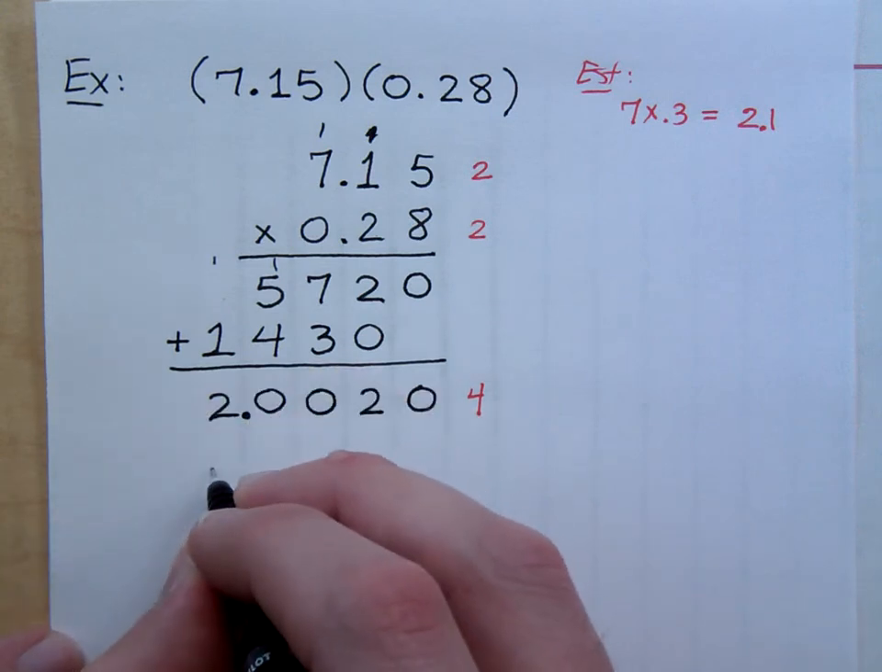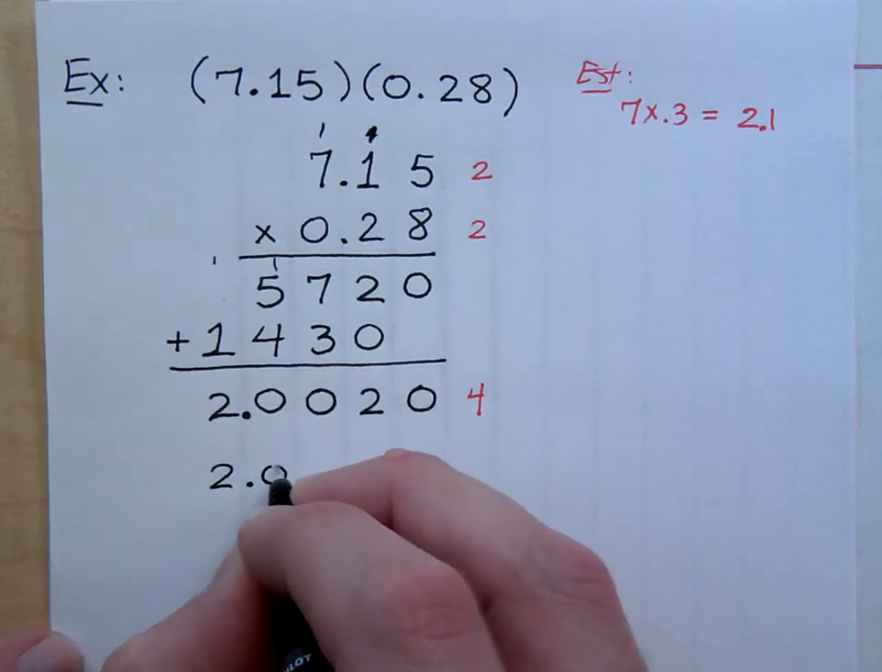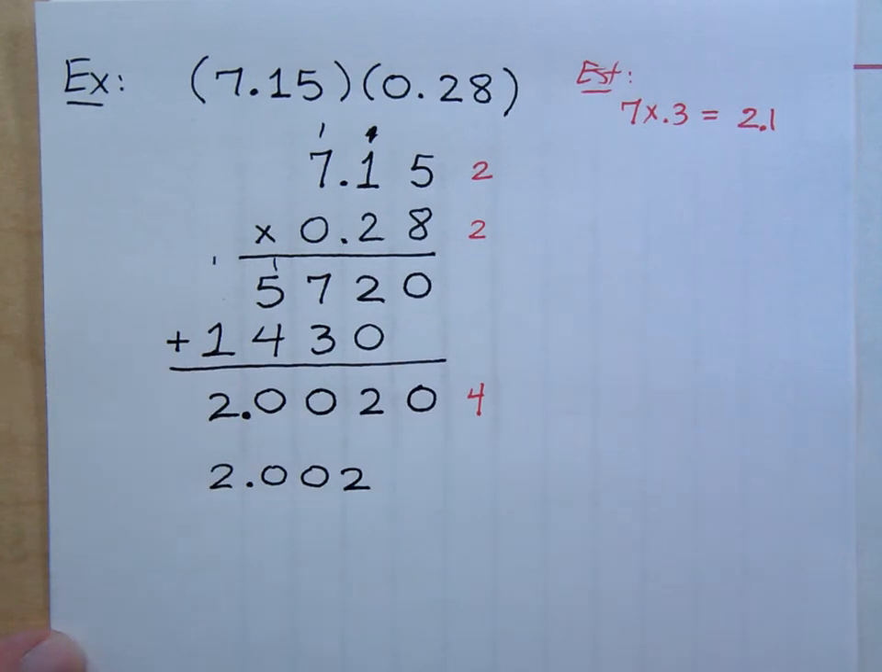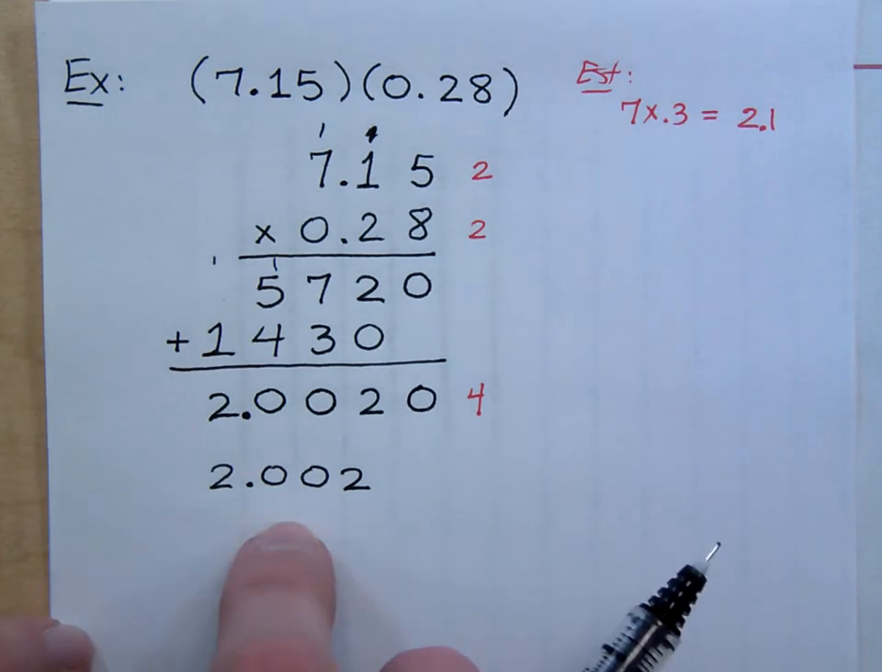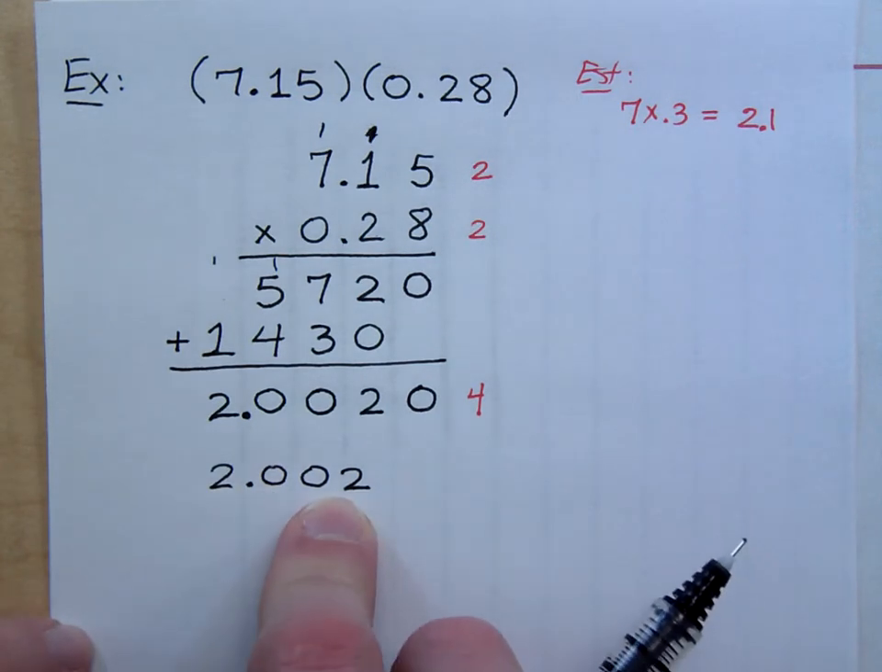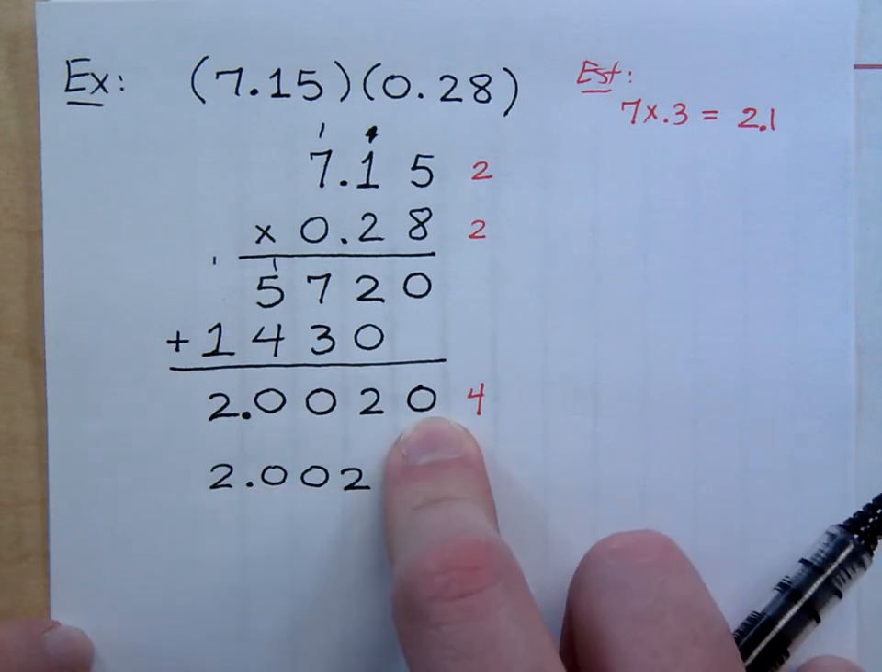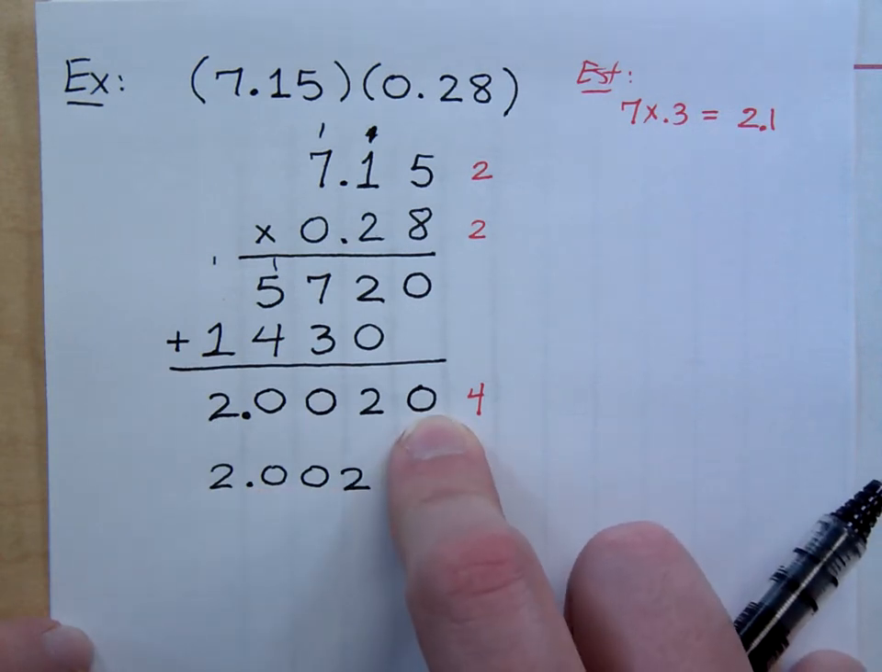Now, please don't freak out if you were to check this on a calculator, because on a calculator, the answer would just be 2.002. And so you may freak out and say, wait a minute, my calculator messed up. It only gave me 3 decimal places, but I was supposed to have 4. Well, what was in that 4th decimal spot? 0.